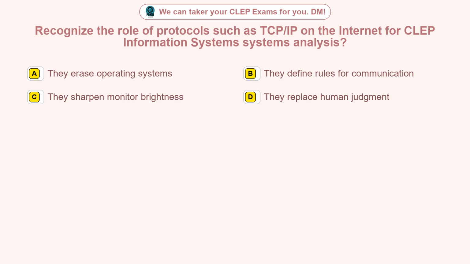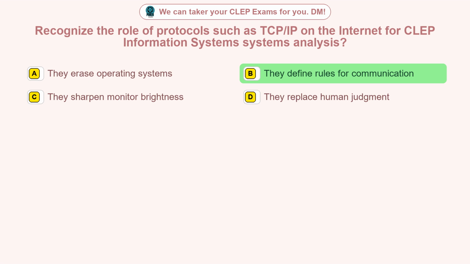Question 29. Recognize the role of protocols such as TCP/IP on the Internet for CLEP Information Systems analysis. Option A. They erase operating systems. Option B. They define rules for communication. Option C. They sharpen monitor brightness. Option D. They replace human judgment. The correct answer is option B.